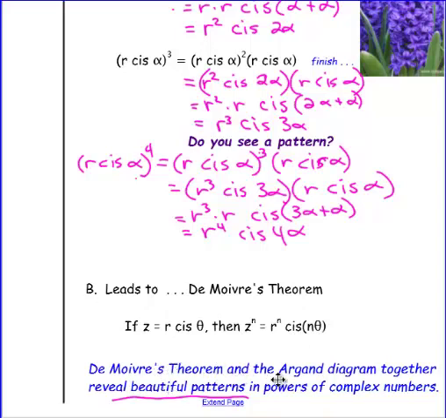De Moivre's theorem and the Argand diagram together can show some pretty interesting patterns. So we are going to explore some of that. We'll do one practice where we're just raising a complex number to a power using de Moivre's. And then we're going to look at some of these patterns that are developed using the Argand diagram to graph the powers that we come up with.